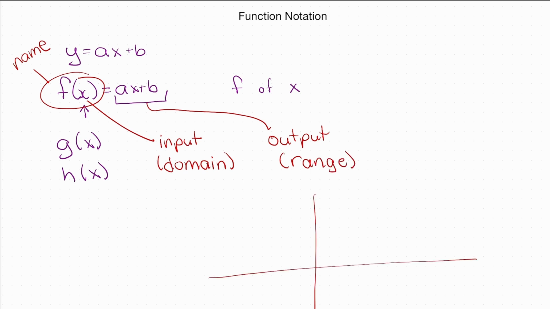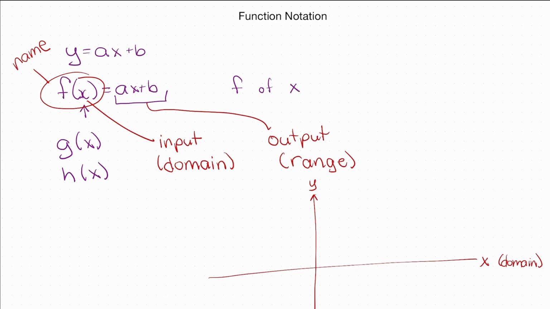If you have a graph of the function, the domain is all the values x that you can input into the function. So x is our domain. And f of x, or ax plus b, is the range, which is all of the possible outputs of the function. So traditionally, that would be all of our y's.